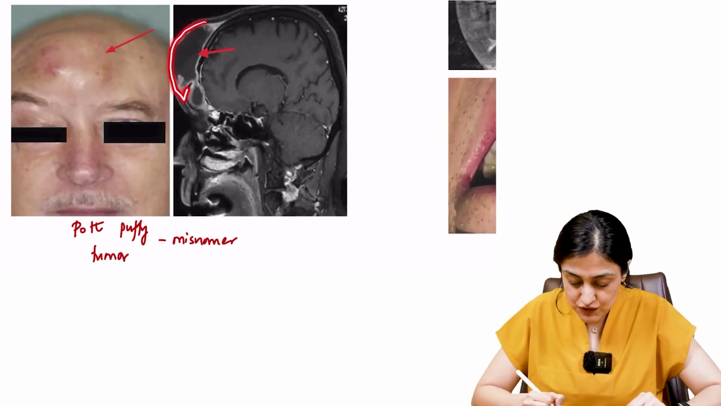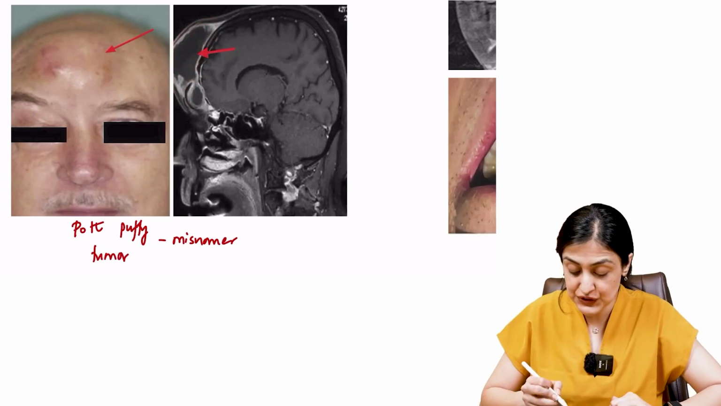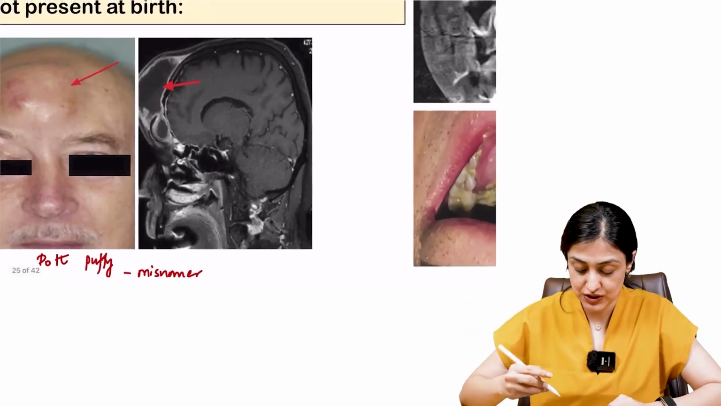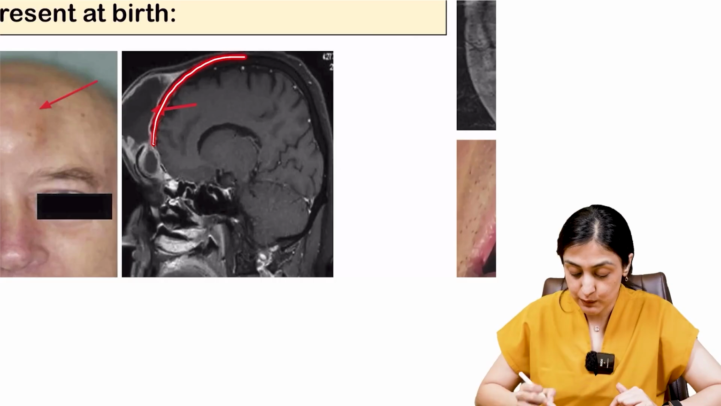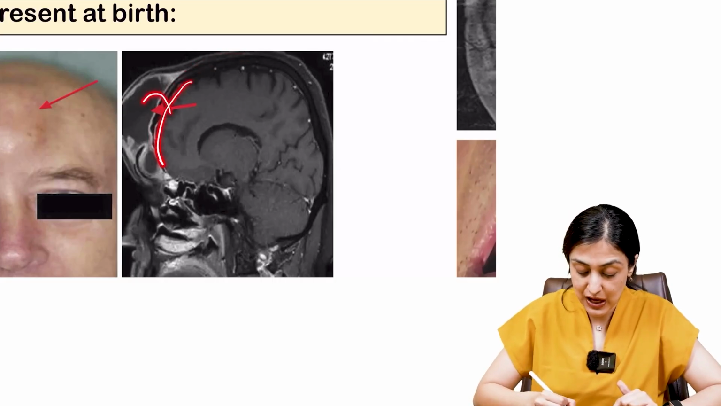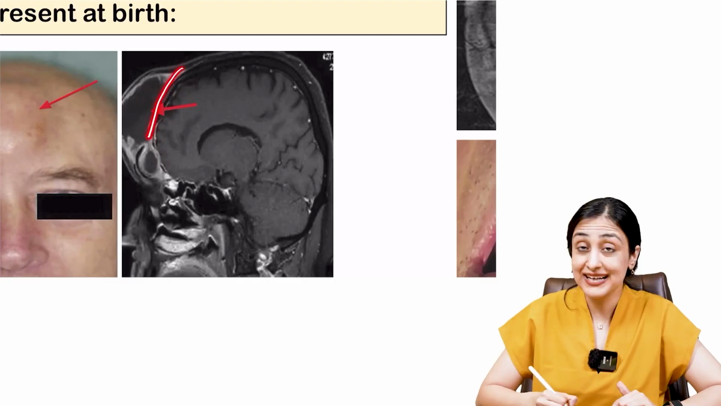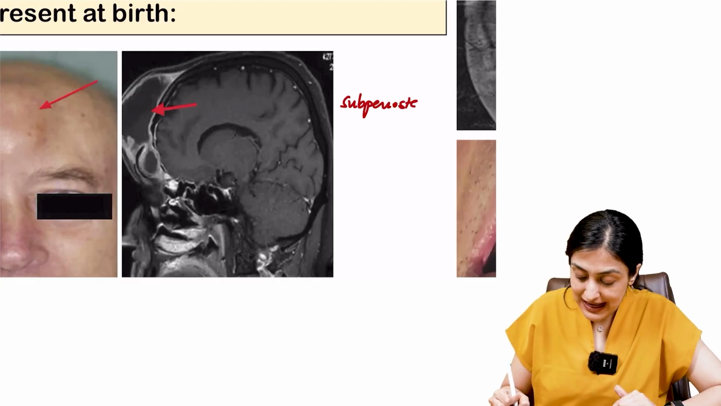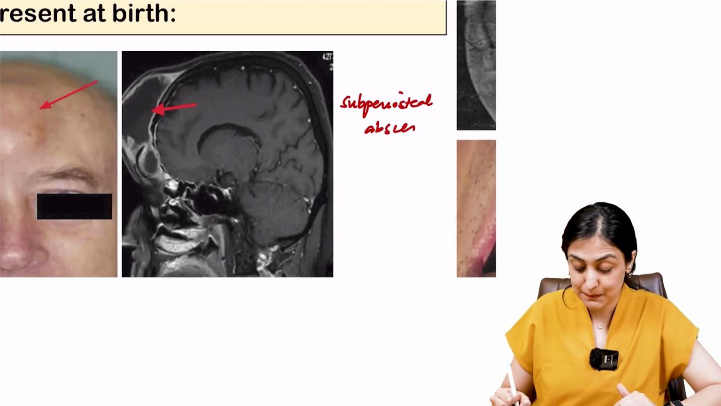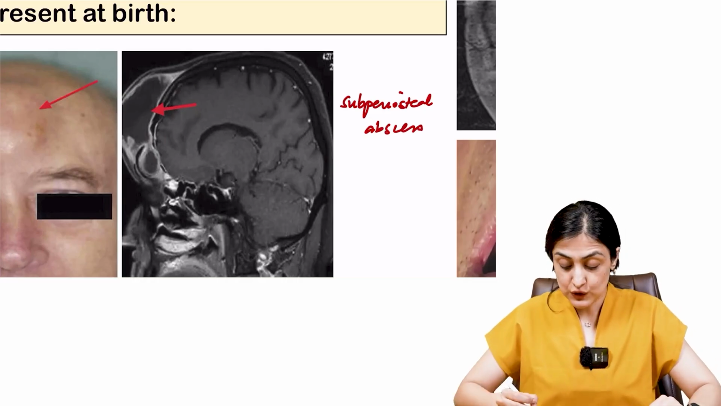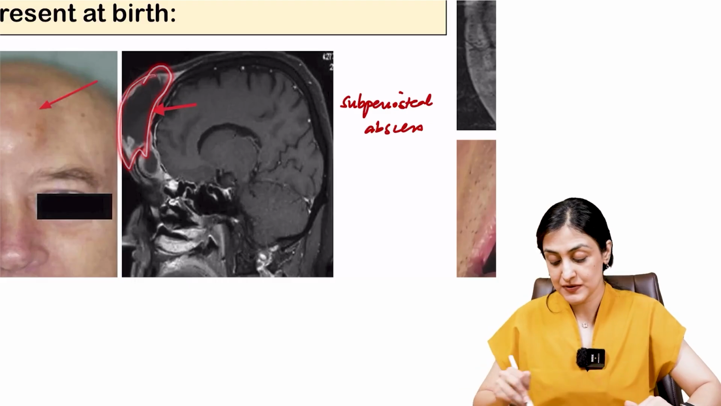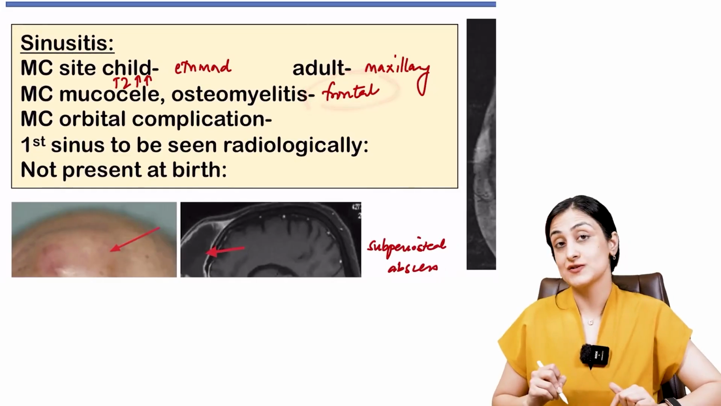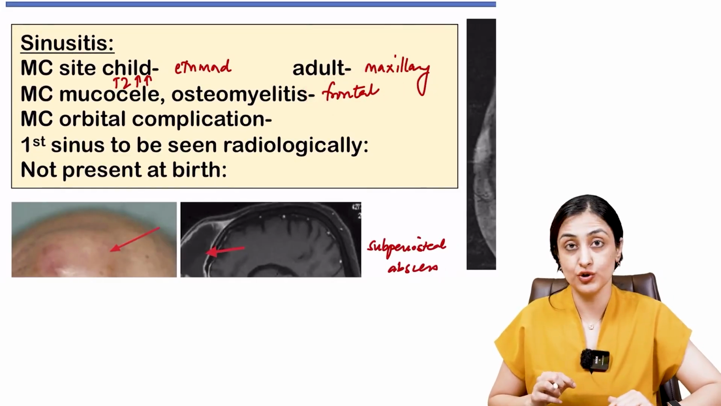Can you see how there is just peripheral enhancement here? I can see this peripheral enhancement, which is subperiosteal. This is an MRI, so the bone is black. This is the brain, so it's outside the brain, just attached to the bone. So this is nothing but a subperiosteal abscess. Anything which enhances at the periphery is an abscess. So this is a subperiosteal abscess which this uncle has secondary to frontal sinusitis. All right, so it's a misnomer, it's not a tumor.